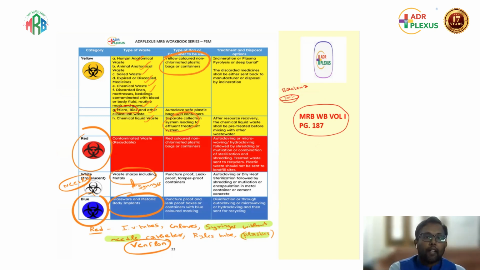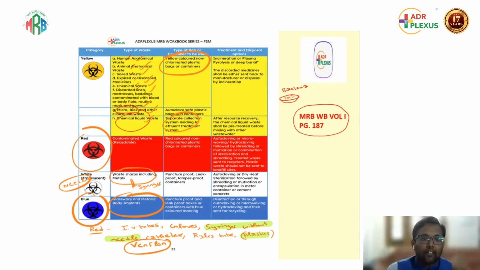Yellow color is for human anatomical, animal anatomical, soiled waste, expired medicine, discarded medicine, chemical waste, discarded linen, mattress, beddings which are contaminated with blood and body fluids, and our routine mask, gown, microbiology waste, biotechnology waste, even blood bags. They go into the yellow color bag. Then for chemicals, we should have a separate collection system.